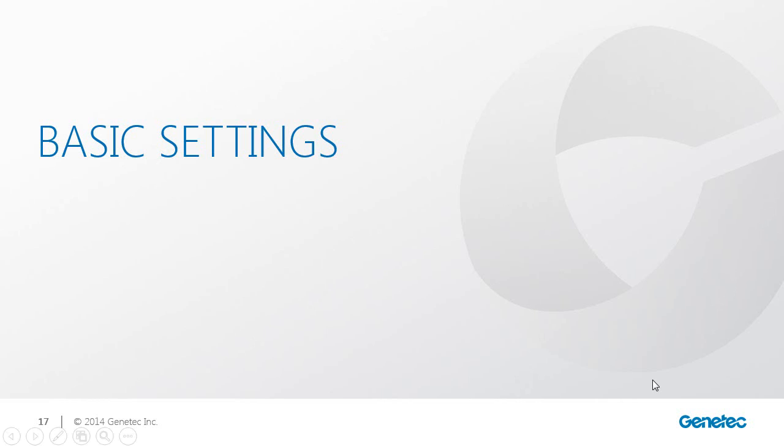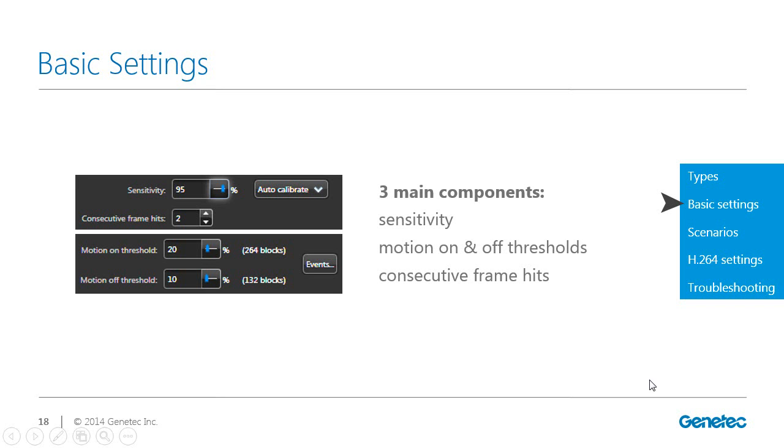Let's take a look at the basic settings we need to configure for motion detection and how the detection results can be modified based on those settings. There are three basic settings to consider when we're setting up motion: the sensitivity, the thresholds, and the consecutive frame hits. And we already spoke about the motion on and off thresholds and how they are used when determining if a motion on or motion off event is generated.